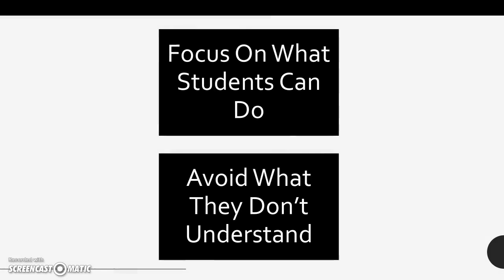So, as teachers and teacher candidates, it is imperative for us to take those factors into account when giving instruction. In the very same text of Snowman and McCown, on pages 32 and 33, there are some suggestions for teaching that are reflective of Piaget's theory that says that we should focus on what students can do and avoid what they don't understand.